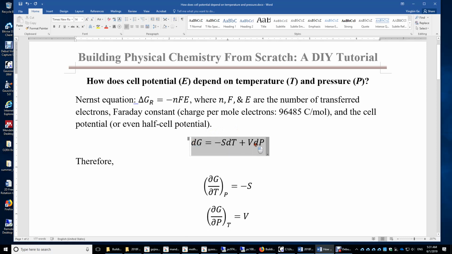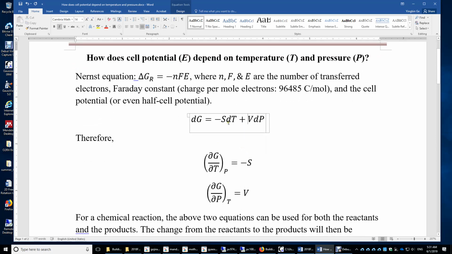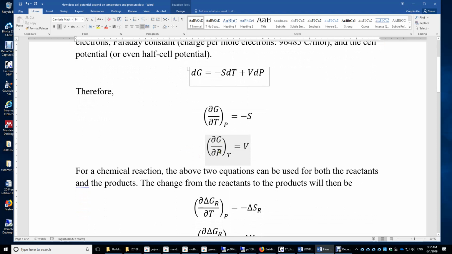We learned this equation before. It starts from dU equals TdS minus PdV, and then dH equals TdS plus VdP, and then we get dG equals negative SdT plus VdP. This is important because from this equation, we just use dG divided by dT. We get negative S if dP is 0. So over here, dG over dT is negative S if pressure is constant. Similarly, dG over dP is volume if temperature is constant.